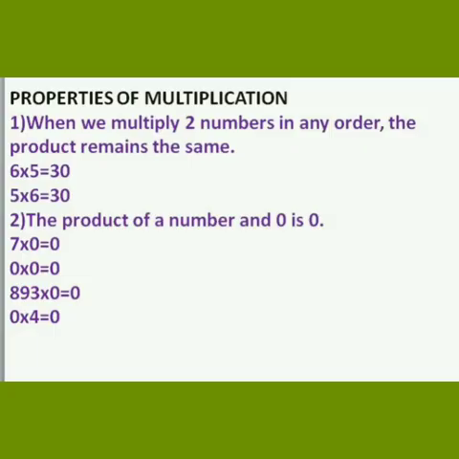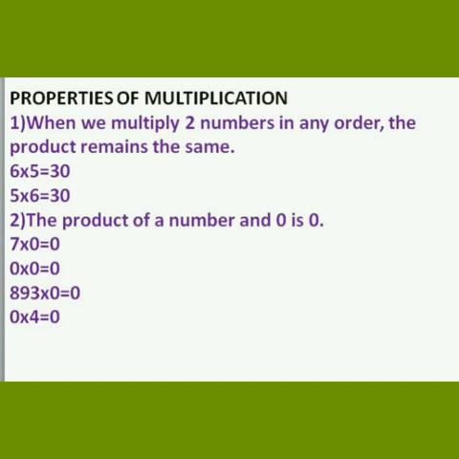Next, properties of multiplication. When we multiply the two numbers in any order, the product remains the same. For example, 6 into 5 equal to 30 and 5 into 6 is also equal to 30. So when we multiply two numbers in any order, we are getting the same product.